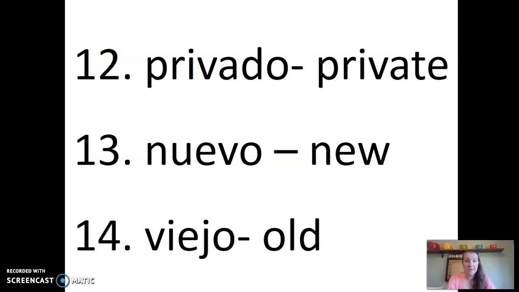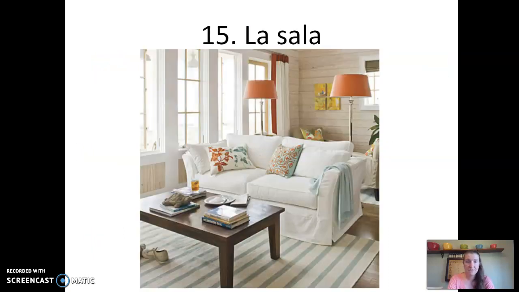All right, 12, 13, 14, no pictures for these. A couple of these you guys know. So privado is private, as a house could have a private bathroom, for example, on one of the bedrooms. Nuevo is new, and viejo you already know, that's old. So you could have a new house or an old house.